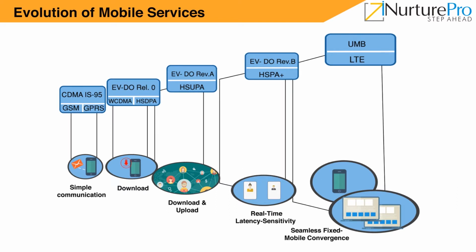The third and the fourth mobile service progression, high-speed downloading and uploading and real-time latency-sensitive services, addressed users' demand for more wireline offerings in the mobile environment. They provided high data usage per user and also introduced upload services such as multimedia messaging service (MMS) and user-generated content services such as social networking and media sharing.